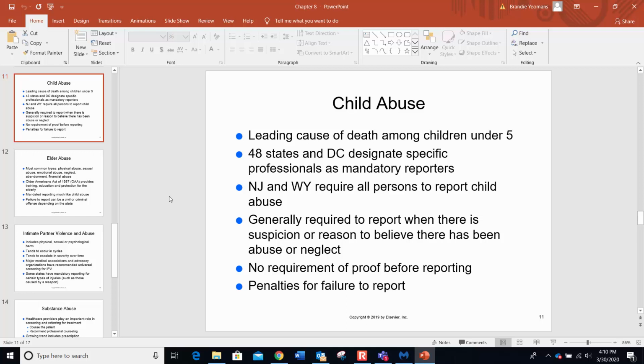You want to be able to go home at night and lay your head on your pillow and go to sleep. And if you don't report it, you're not going to be able to go home and get to sleep, because you're thinking, oh dear, what have I done? Everyone in healthcare is required to report incidents or suspicion of child abuse to the appropriate authorities.